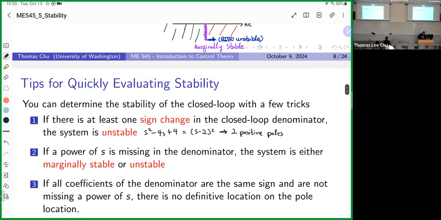Now, one thing I want to make a note of, and we don't care about the numerator term, but let's say we have something like that. Just because everything is negative in the denominator doesn't mean it's unstable. You can just pull the negative out and put it in the numerator, and that's fine. Could be stable, could be unstable. I don't know actually because there's no sign change.